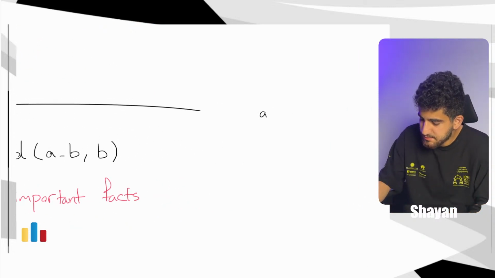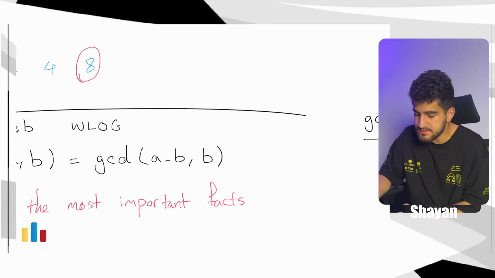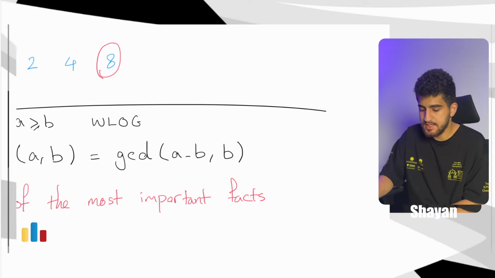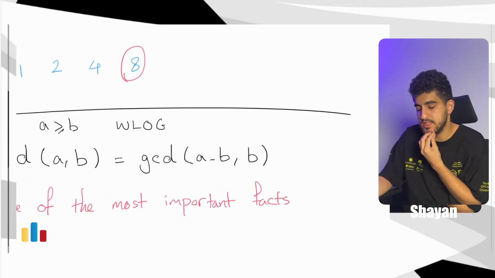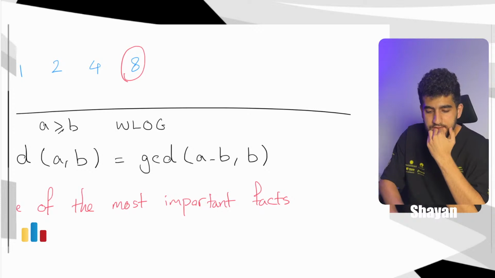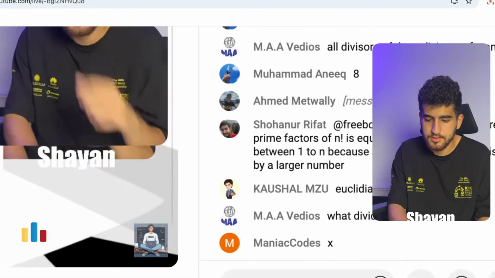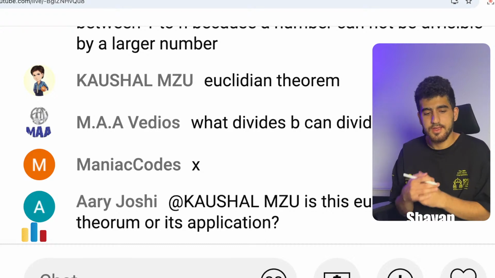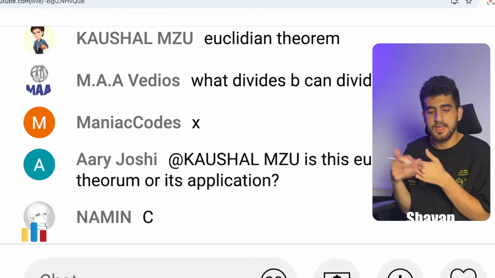What is GCD of x and 0 for any x greater than 0? What do you think GCD of x and 0 is? Because when A is equal to B, I'm saying that GCD of A and B is equal to GCD of 0 and B. What is GCD of x and 0? Exactly, GCD of x and 0 is going to be equal to x.